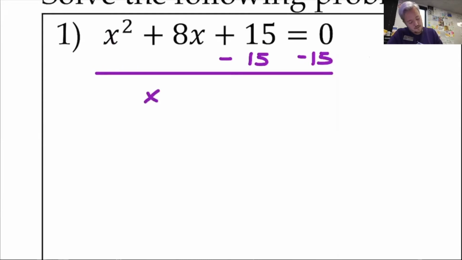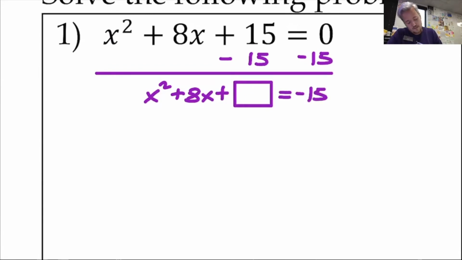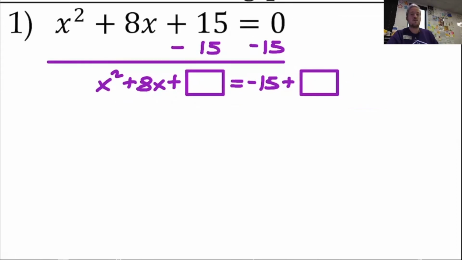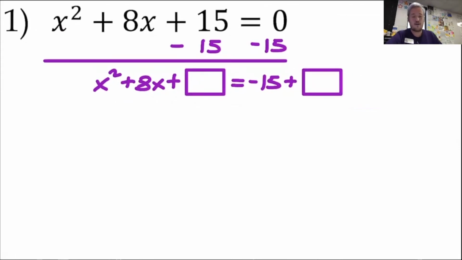So I'm going to have x squared plus 8x. And I'm going to leave room for a box here. Then equals negative 15 plus that box. That's a terrible box. Still a terrible box, but it's fine. All right. So now that we have our setup here, now we got to find what goes in that box.